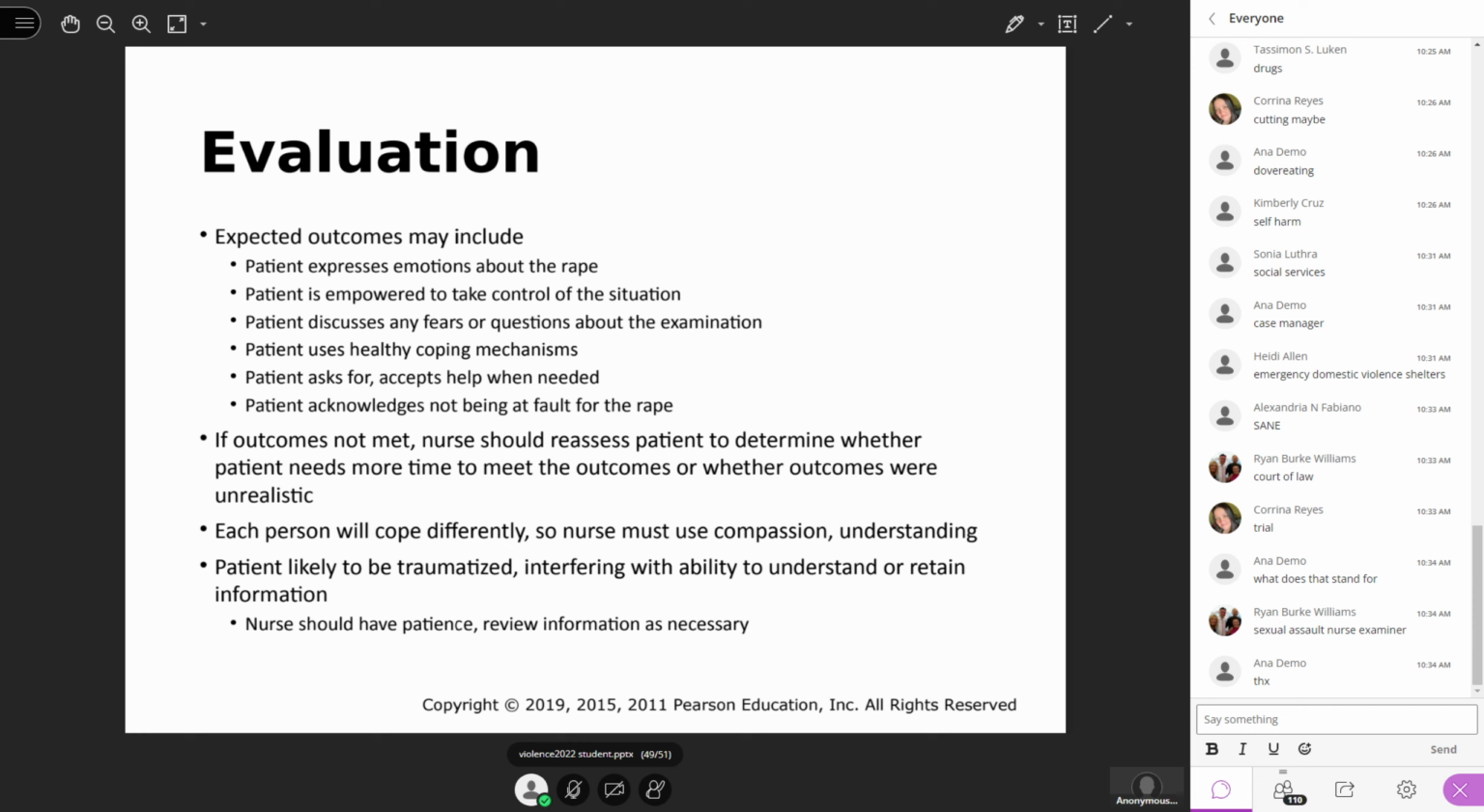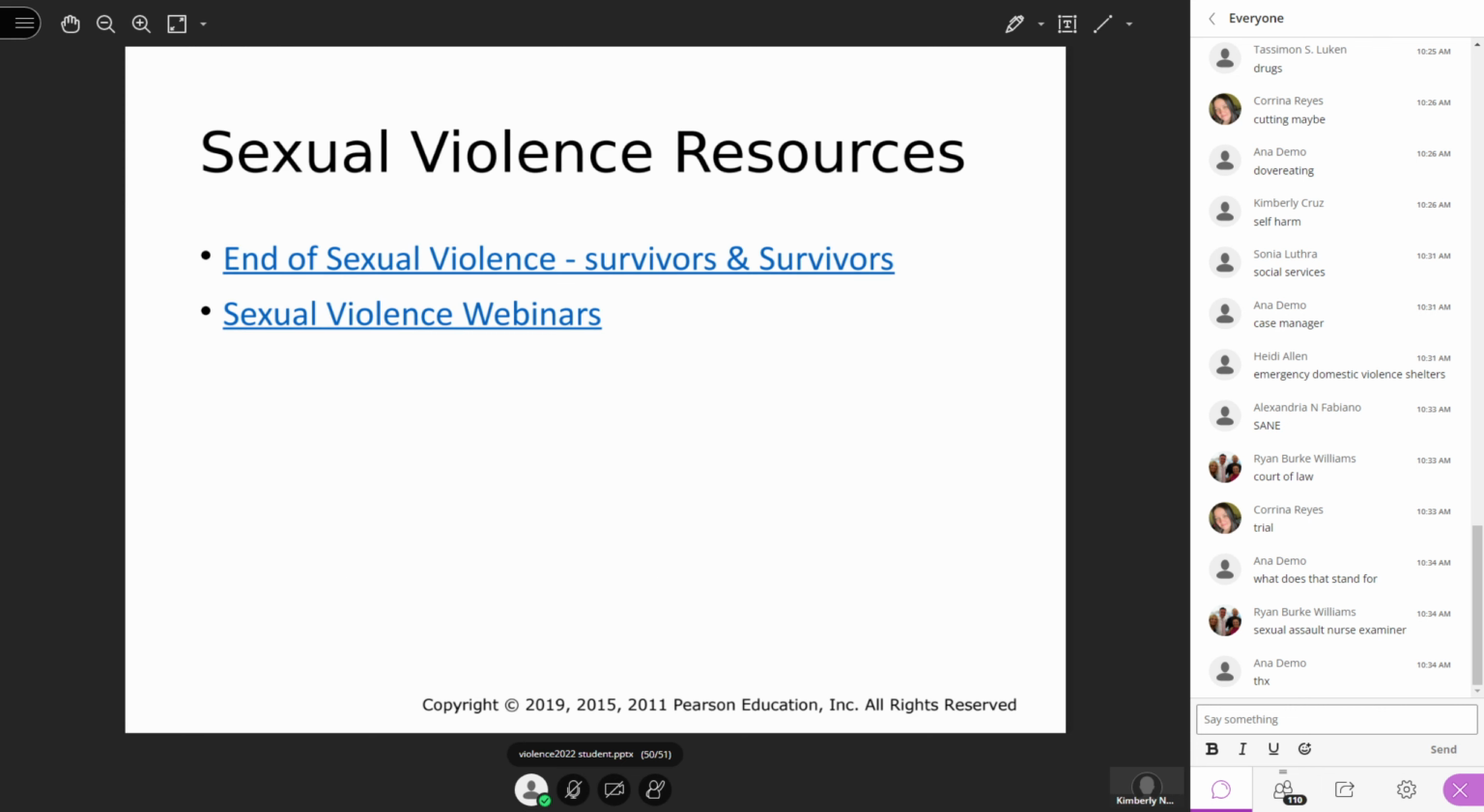Okay. Lastly, we want to make sure that we evaluate all of the things that we have done for the patient, making sure that they are empowered. They discuss fear, coping mechanisms, and ask for help when they need to, right? One thing that I would say, here you go, there are some links here for ending sexual violence, and survivors' sexual violence webinars are here.